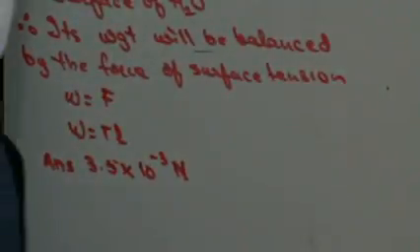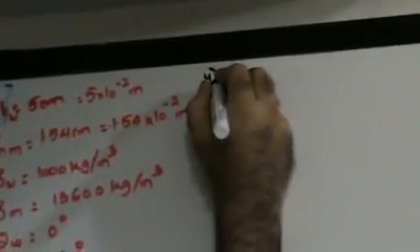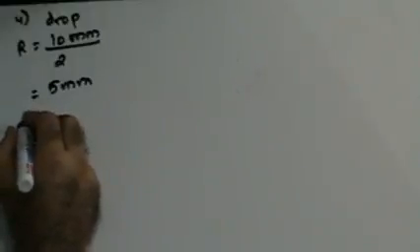Next, take our next sum, please. A mercury drop of diameter 10 millimeters falls and breaks into million droplets of equal size.